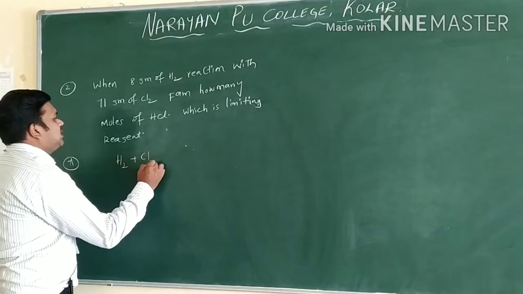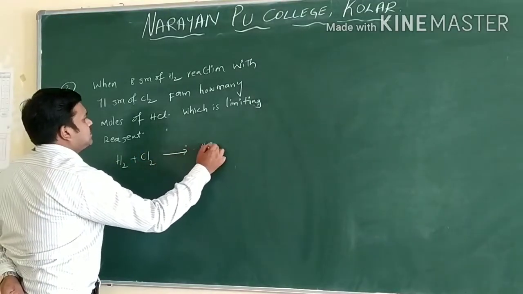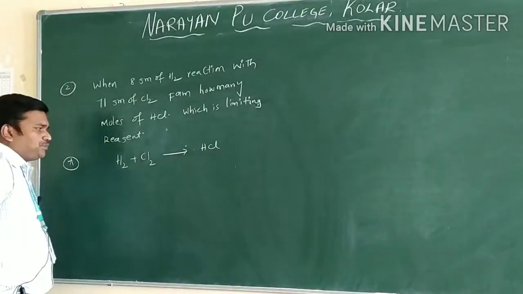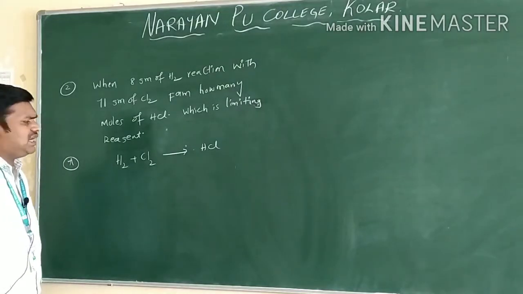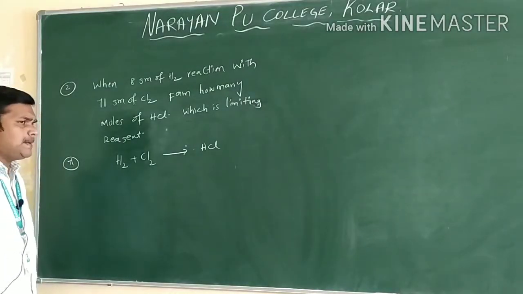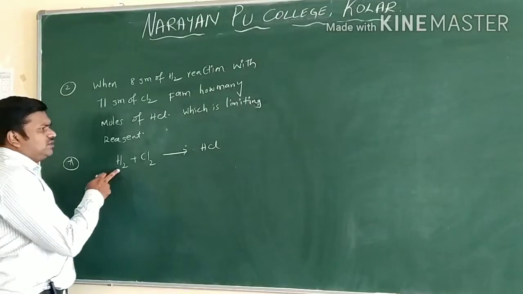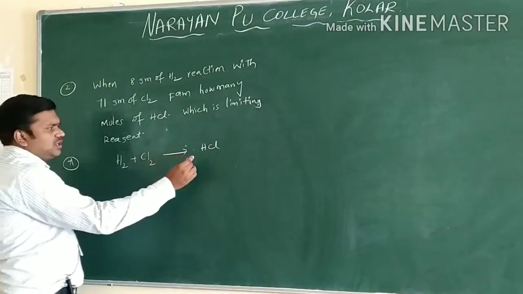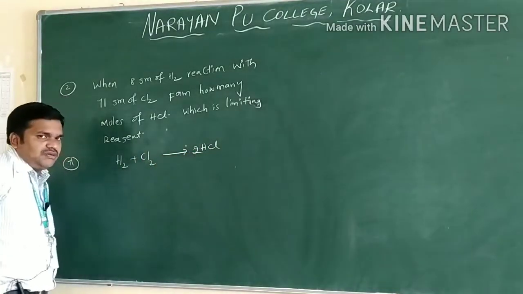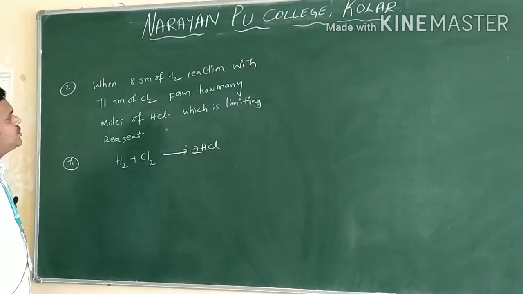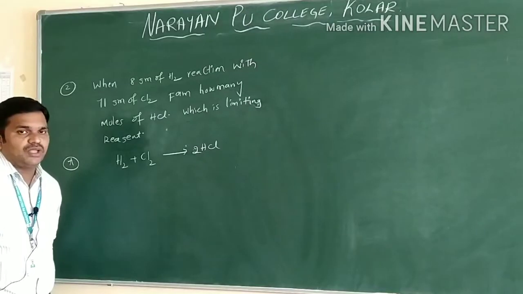H2 plus Cl2 gives HCl. You check whether it is a balanced reaction or not. It is not balanced. Here 2 hydrogens, there only 1 hydrogen. Here 2 chlorines, there only 1 chlorine. You write 2 here, and then the equation is balanced. You see the information is given in the form of grams only.